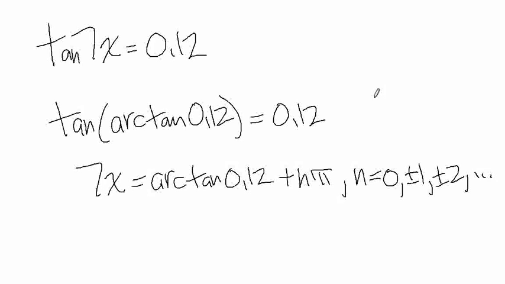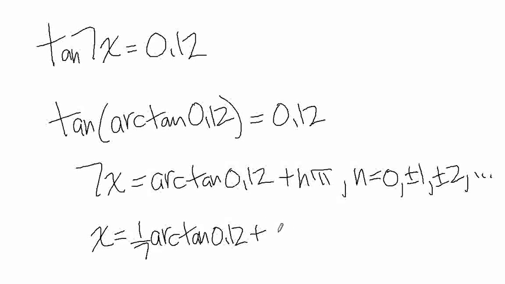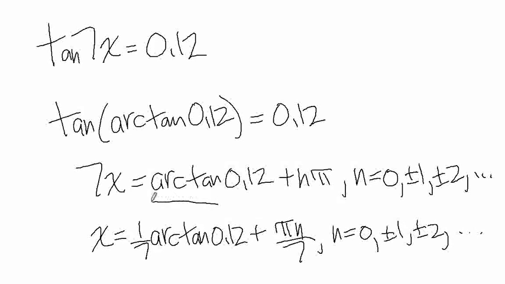Okay, but we're not done yet. That is what the right side of the equation is, what 7x is equal to, but we need to find what x is equal to. So let's divide both sides by 7, and we'll get 1/7 the arctan of 0.12 plus pi n over 7, where n is an integer. Okay?